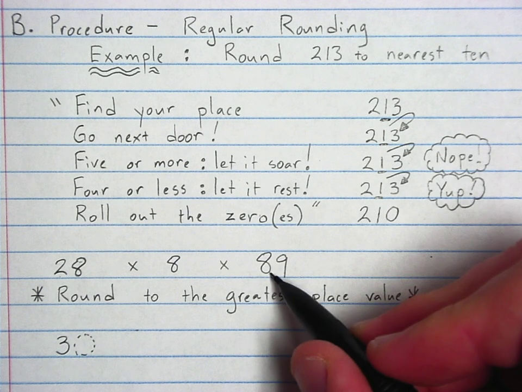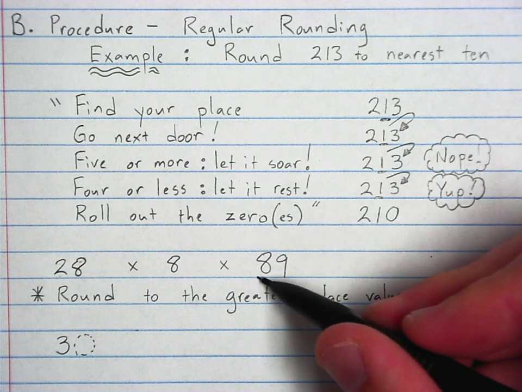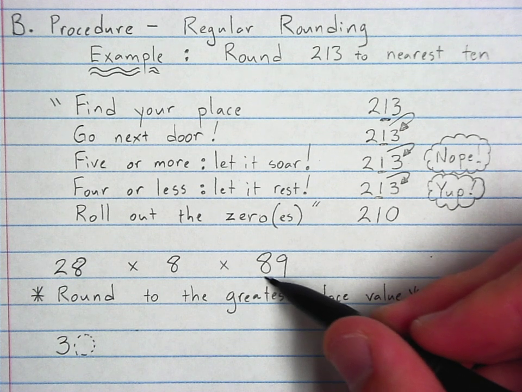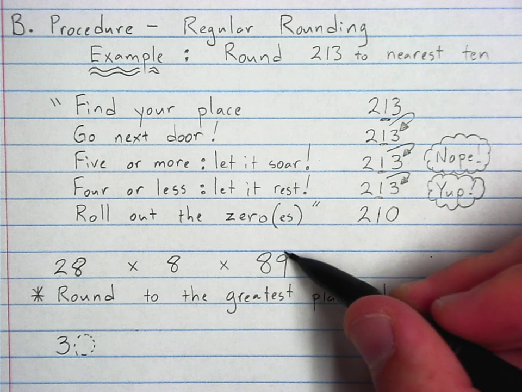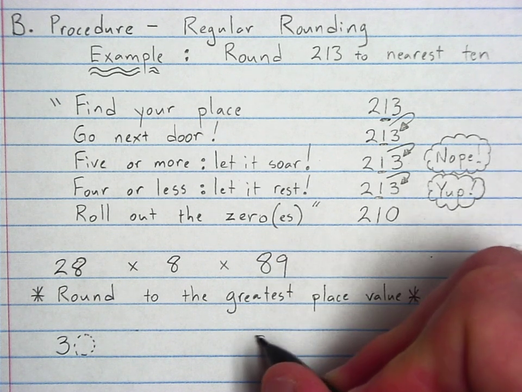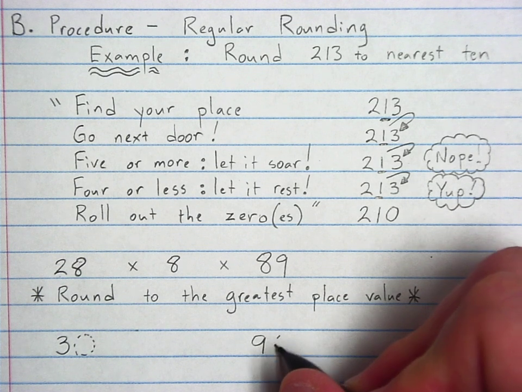I'm going to jump to 89, because I think this one will be pretty easy. Round to the greatest place. The greatest place is the 10's place. That's the farthest over to the left. I look next door. 5 or more. We have another one that gets to soar.